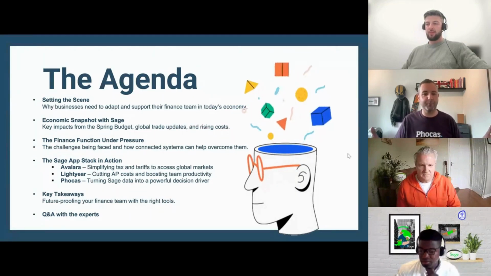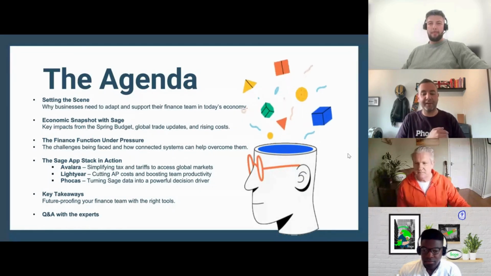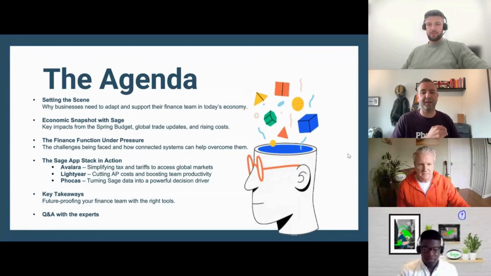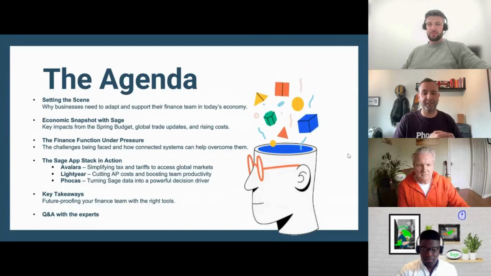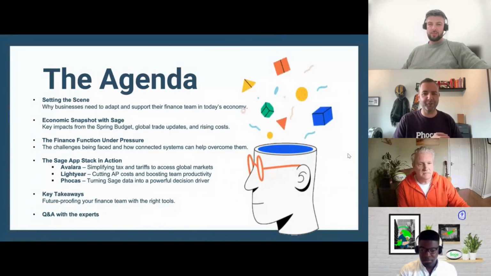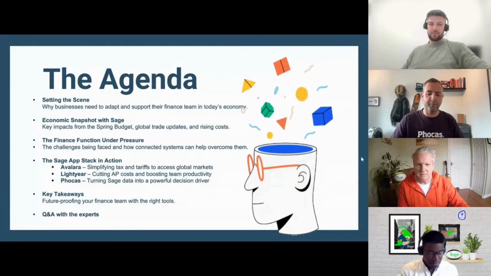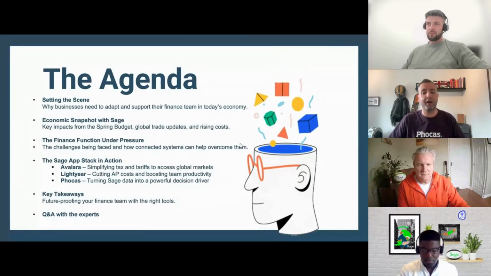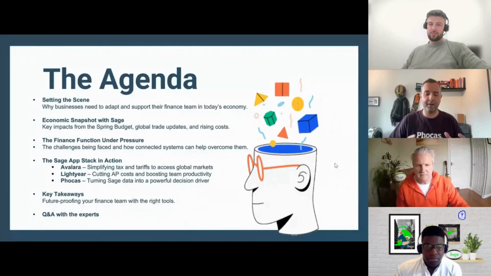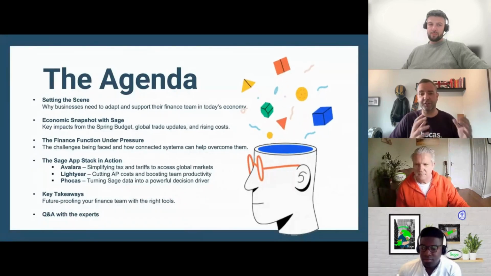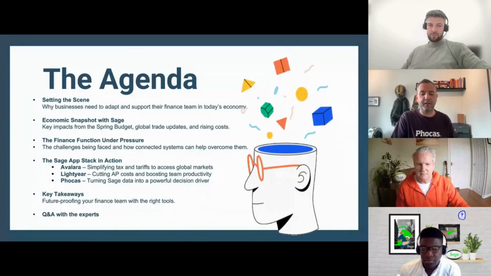And what we've done today is pull together the ideal Sage app stack to help you do that. That includes Avalara, making global tax compliance easier, Lightyear, automating accounts payable, purchasing, and expense management, and a bit of Phocas, bringing BI and FP&A together for smarter decisions. By pulling it together, we hope to show you how that can overcome the economic instability. Today we consider how they all come together with Sage at the center. It doesn't matter which version of Sage you're on, and it'll help you address those challenges.